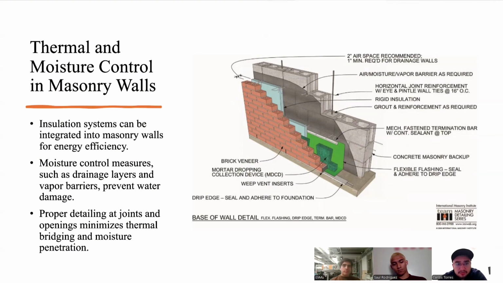So masonry walls must regulate thermal movement and moisture to prevent damage. This section explores insulation techniques, vapor barriers, and drainage systems to manage heat transfer and water infiltration, enhancing the durability and energy efficiency of masonry structures. There are ways they can apply moisture control, such as drainage layers and vapor barriers to prevent water damage. There's also proper detailing at joints and openings, which minimizes thermal bridging and moisture penetration.